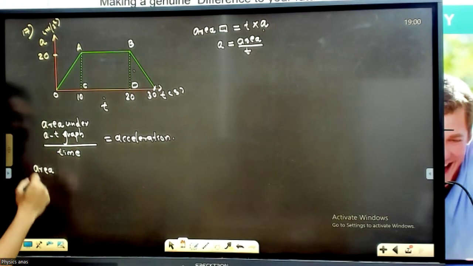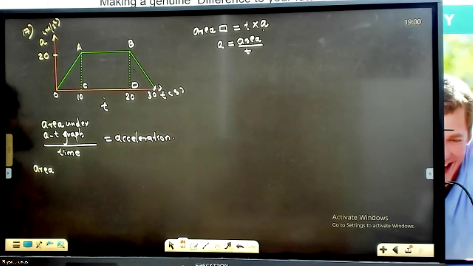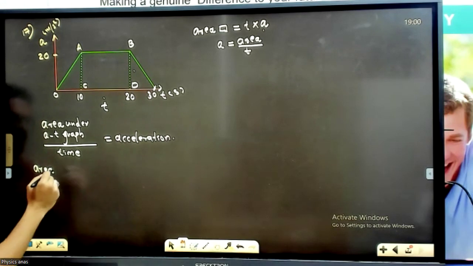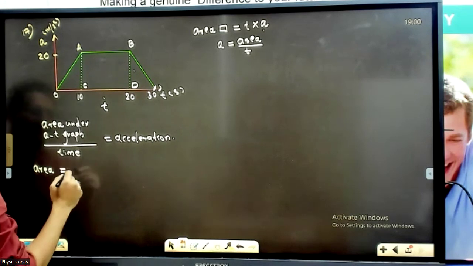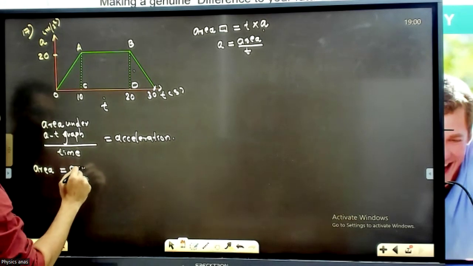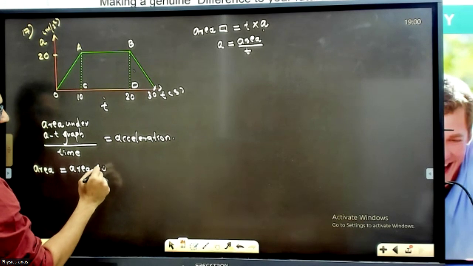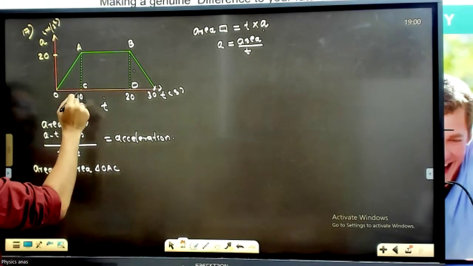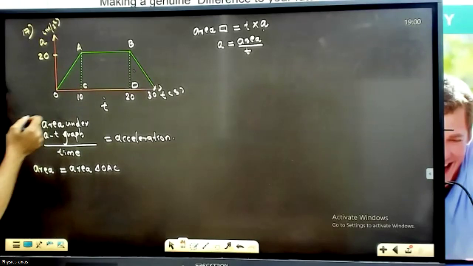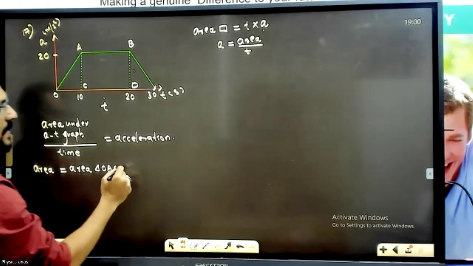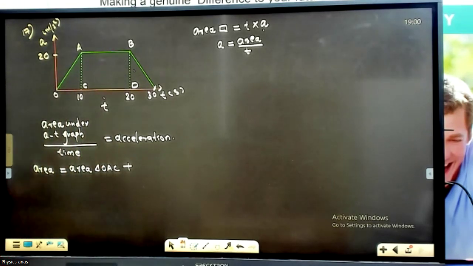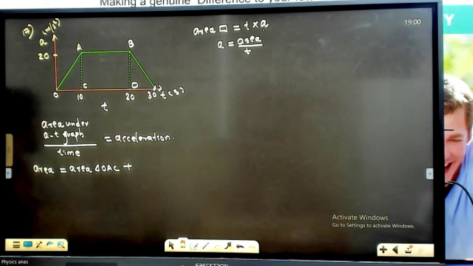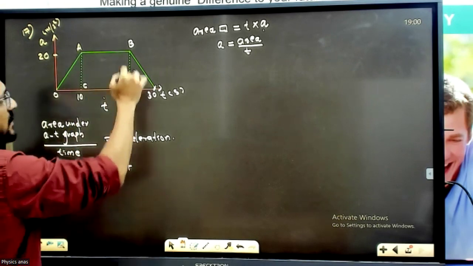Area under the acceleration time graph up to 30 seconds. What is that? It is the area of this OAC, the triangle OAC. You can see a triangle here, and you can see a rectangle here. You have to add the area of the triangle plus the area of the rectangle also.